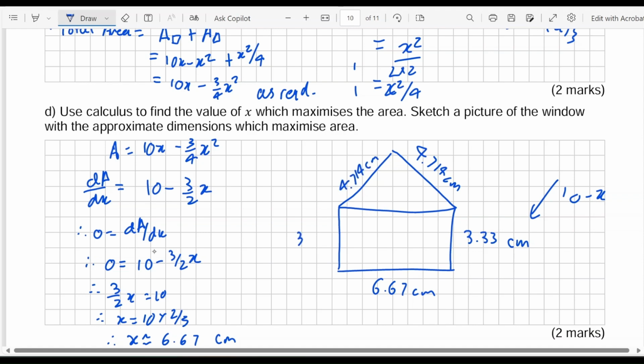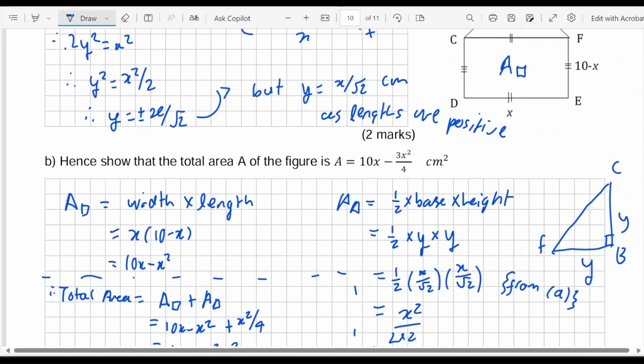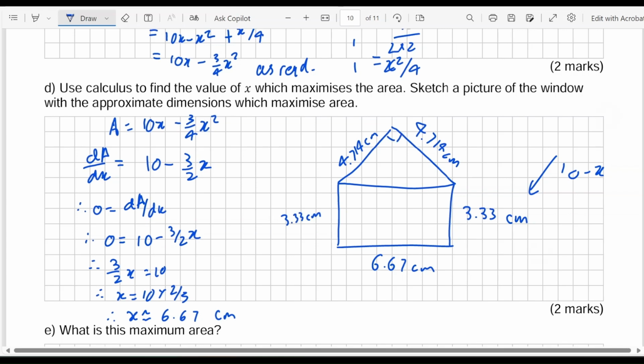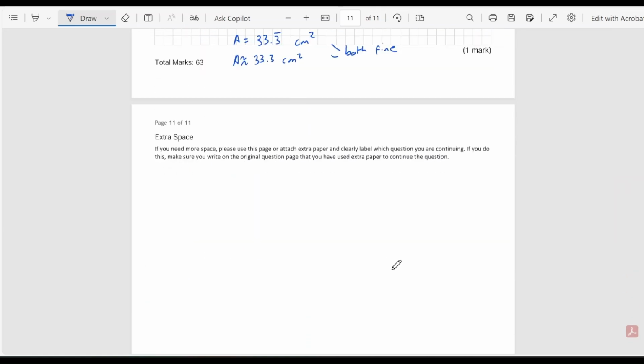And I guess I'll label the other way, 3.33 centimeters, and we'll whack a right angle on there too. So that's probably everything you need on that question there. And we're done.